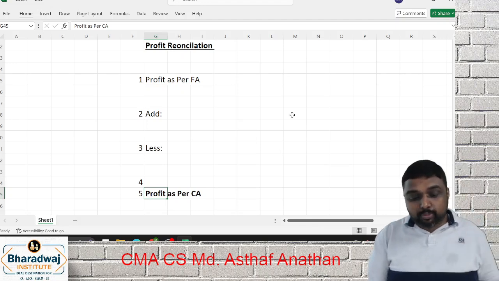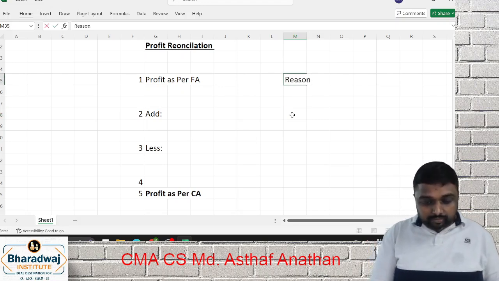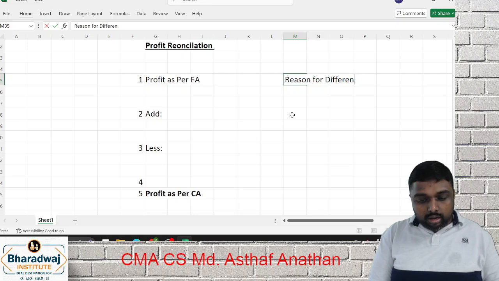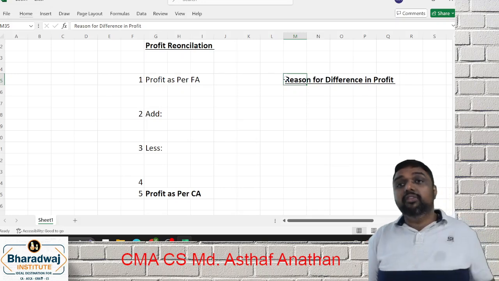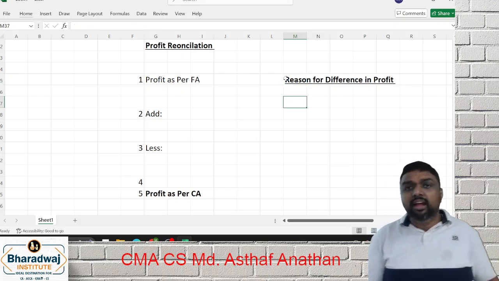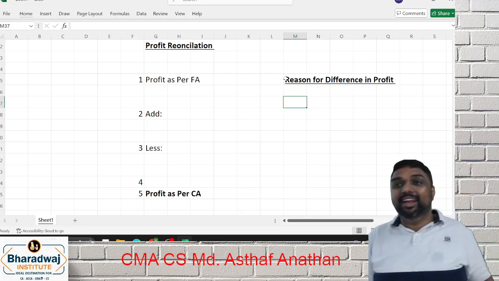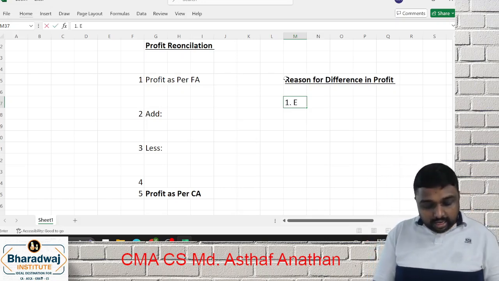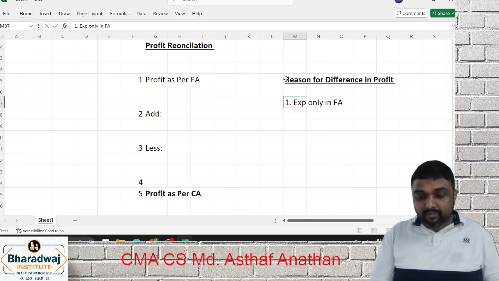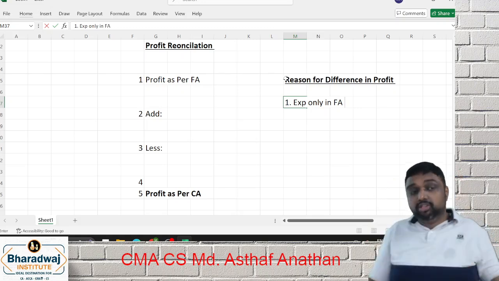See, there are some expenses. For understanding this, first you should understand reasons for difference in profit. What is the reason for difference in profit? Why do cost profit and financial profit differ? If you understand the reason, you will be able to get the format very well. The first and main reason is what? See, there are some expenses only in financial accounts. Because in costing, only what is related to cost will be considered.